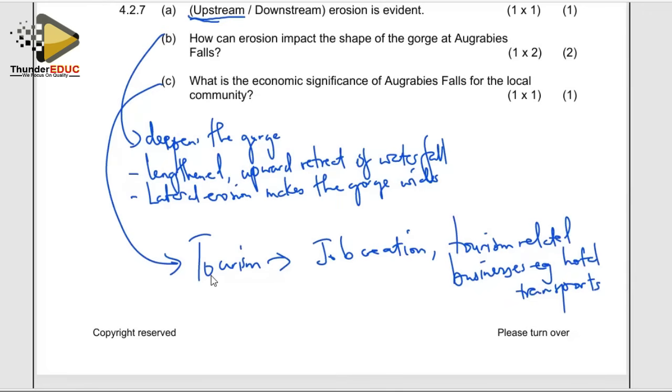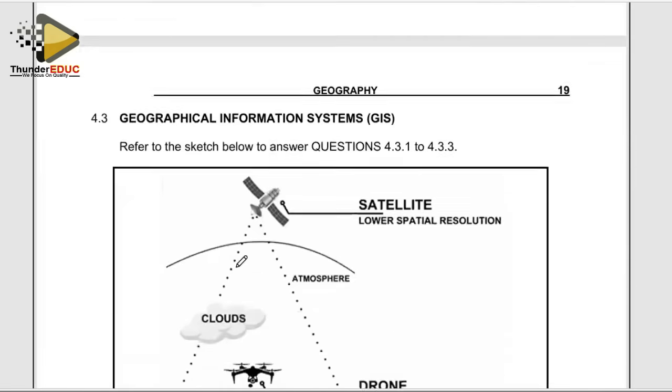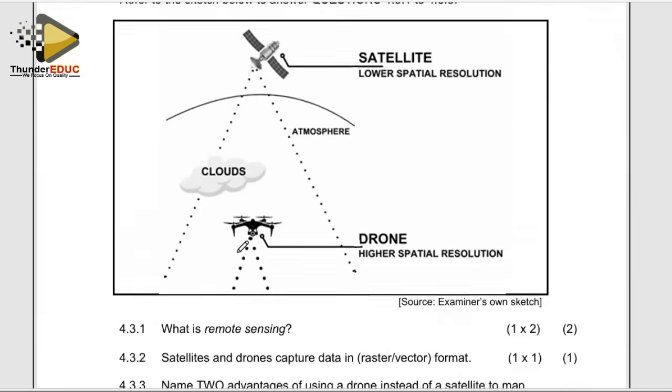So the community is going to be impacted positively. They're going to get jobs in tourism directly or in hotel and transportation businesses. And that automatically will benefit the society. That takes us to GIS, the last part of our memo question. Right, refer to the sketch below to answer questions 4.3.1 to 4.3.3.